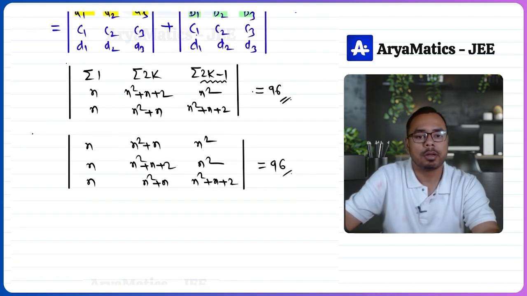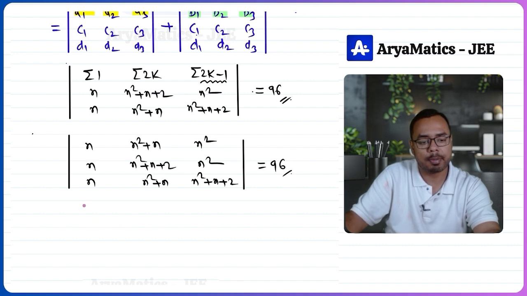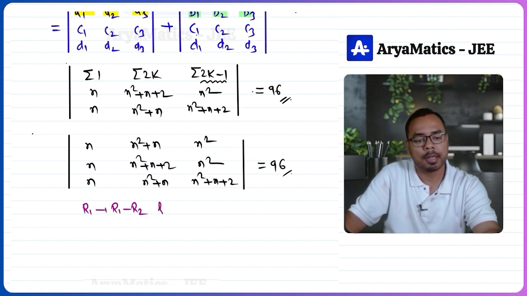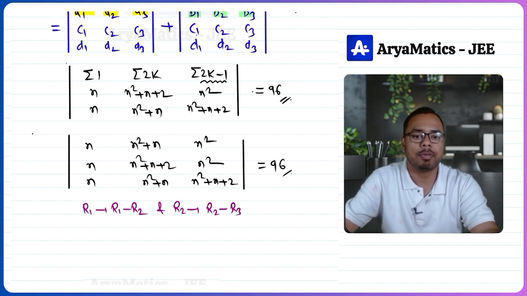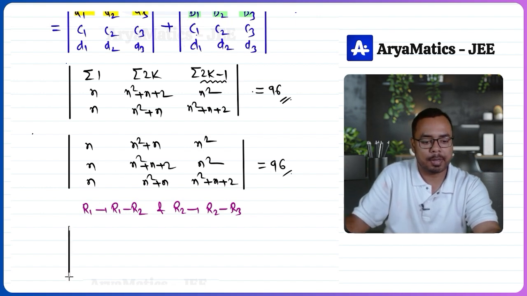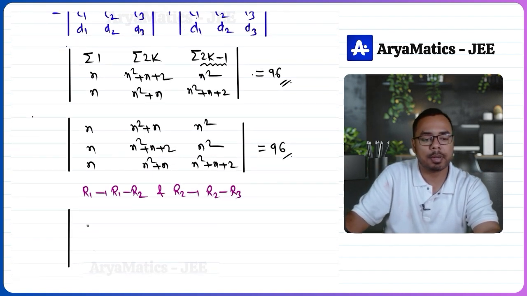So here we can perform this operation: in place of R1, we can do R1 minus R2, right? That will give us 1, 0. And similarly, in place of R2, we can do R2 minus R3, right? So if we perform this operation, then R1 becomes R1 minus R2. So this will become 0. Here we'll get minus 2. This will also become 0.